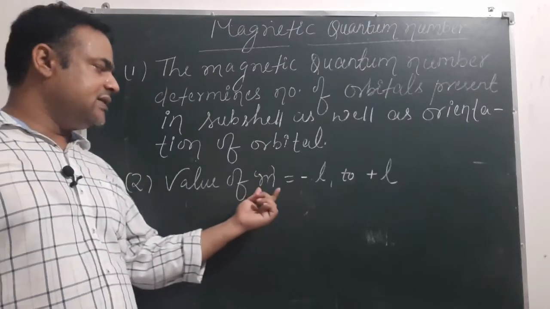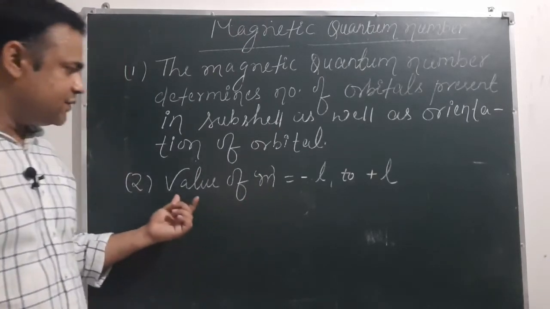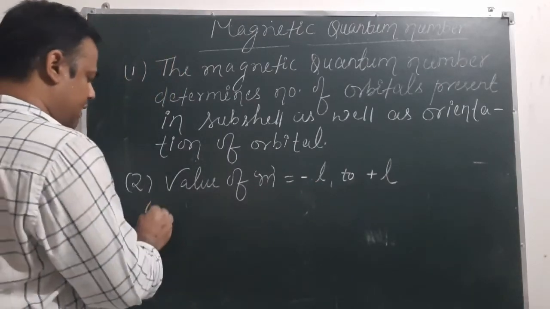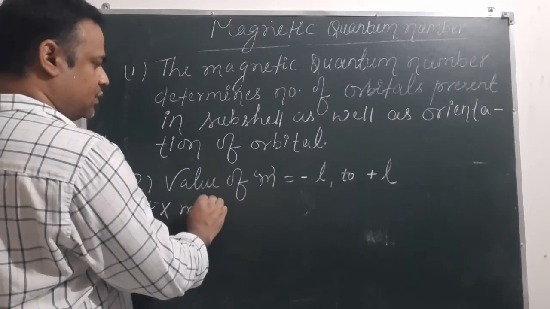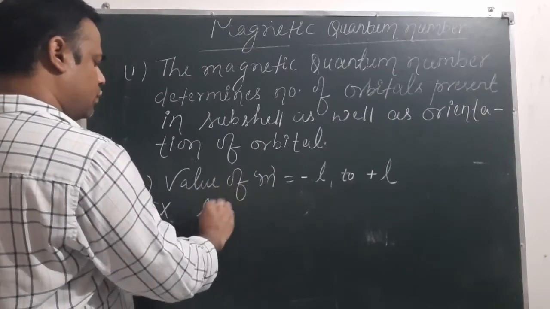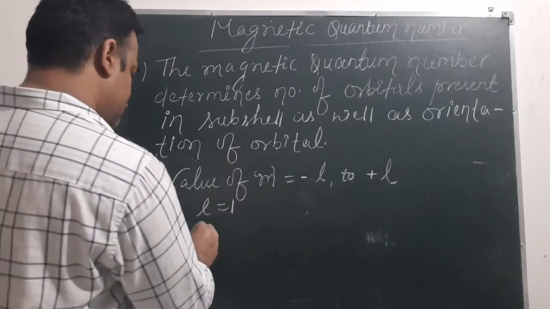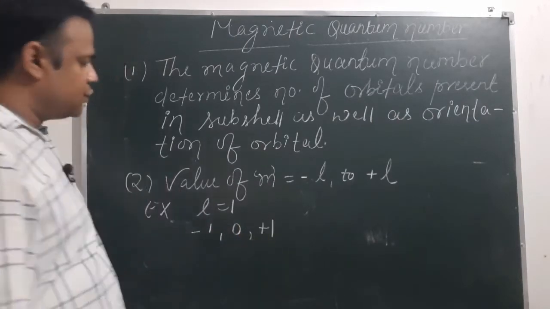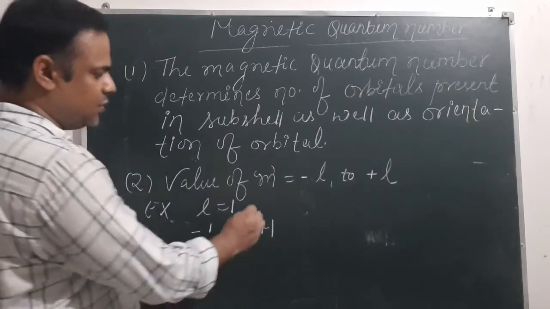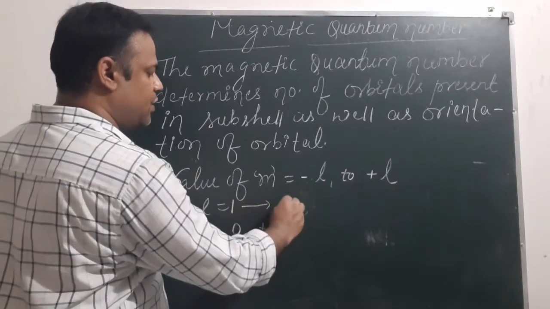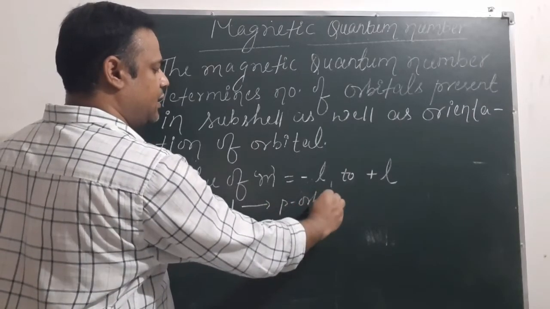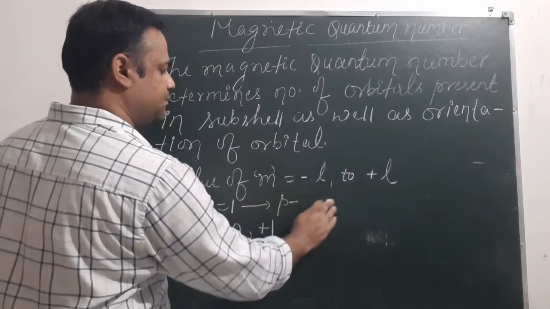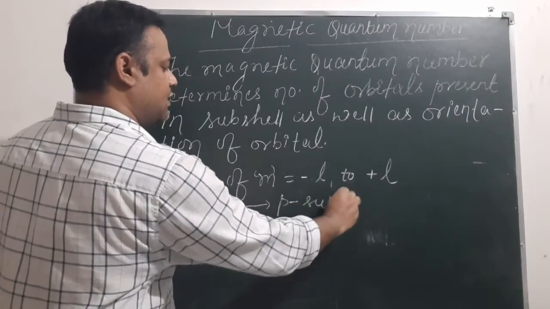Magnetic quantum number is represented by small m, and its value is given from minus L to plus L. See one example. For example, if I write L equals 1, then m will have values minus 1, 0 and plus 1. So from here we can say that L equals 1 means the orbital is p orbital. This one is our p subcell.